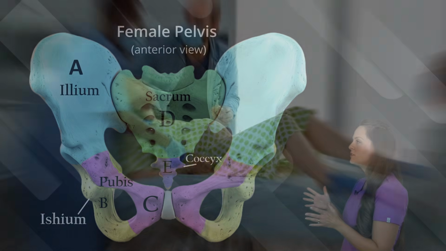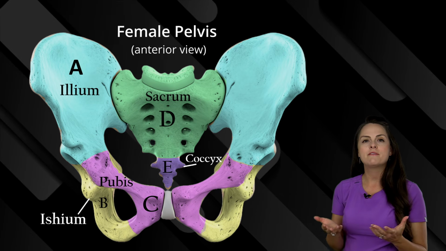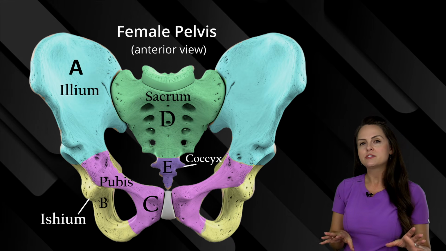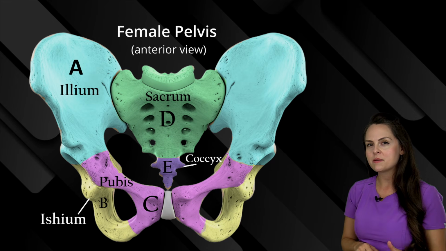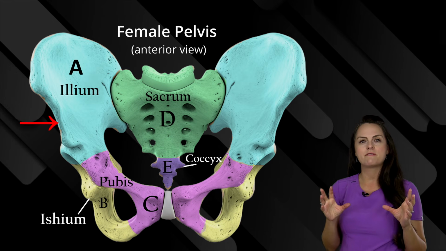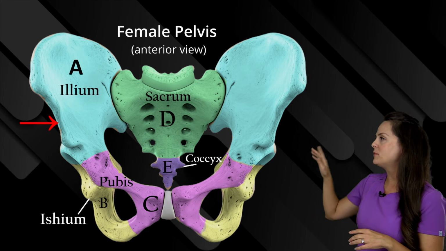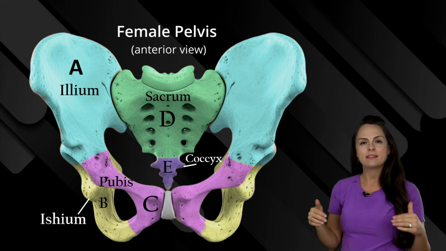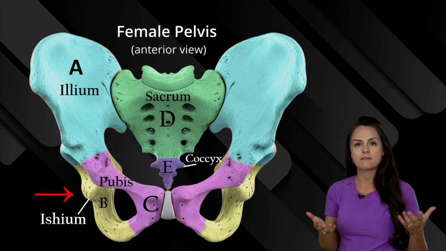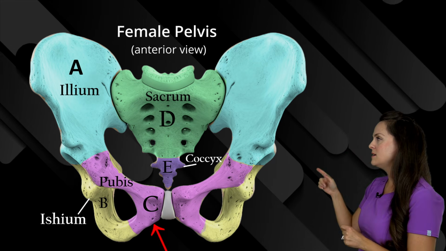Now here on your screen, you're going to see an example of a female pelvis, and this is the anterior view. So some important pelvic bones that you want to remember include the ilium. This is the upper portion of the pelvis, and it is labeled A. Then below that, labeled B, is the ischium. This is the lower portion of the pelvis. Then we have C, which is the pubis.